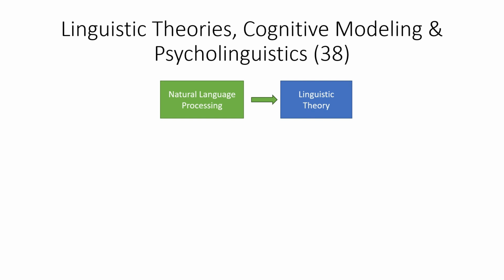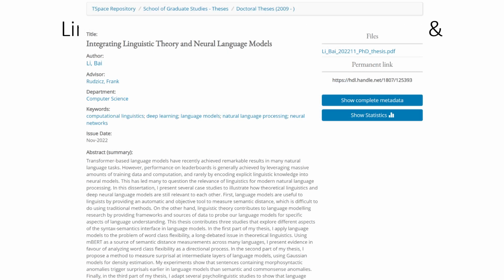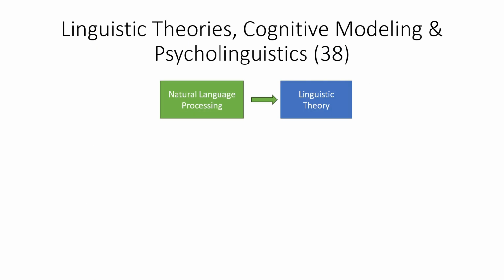Next up, we have linguistic theories, cognitive modeling, and psycholinguistics with 38 submissions. And broadly speaking, these aim to connect NLP with linguistic theory in some way. This is personally my favorite topic in NLP because it is what I did my PhD in. Linguistic theory is usually not used to train models in NLP, but sometimes neural networks can be used to gain some insights about syntax of sentences or how language is acquired.